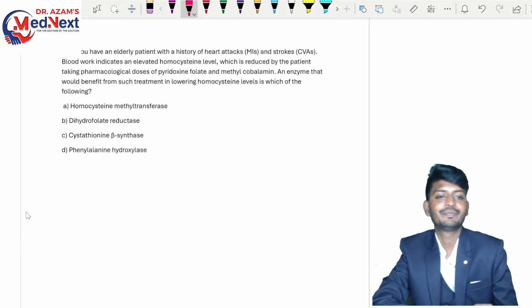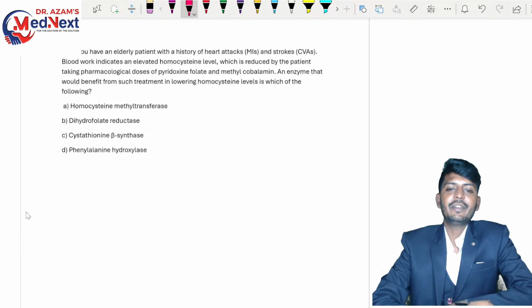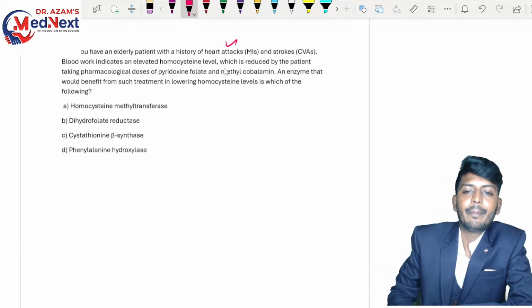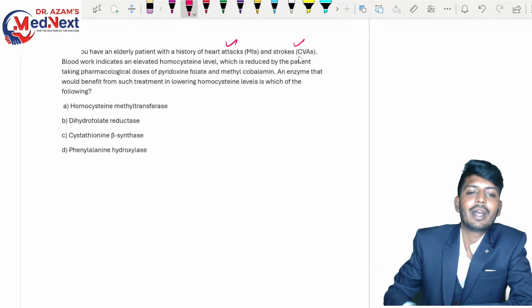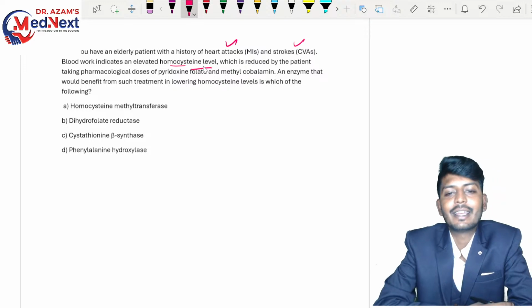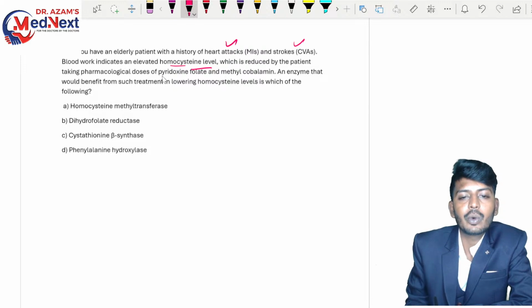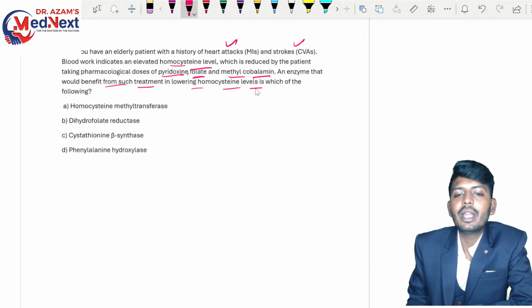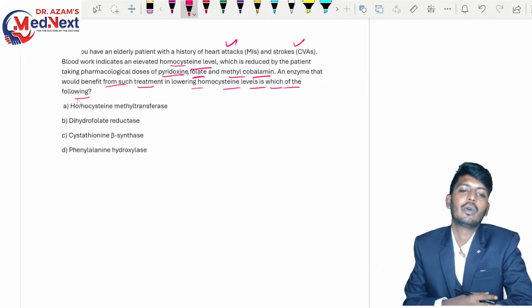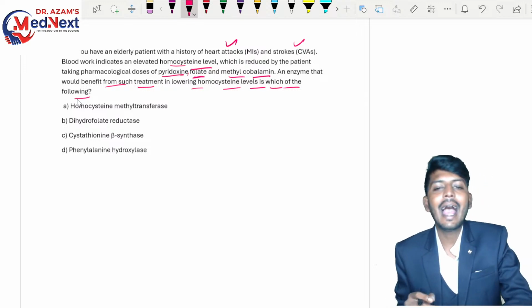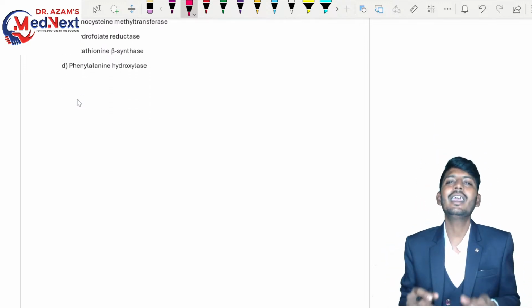All right. You have an elderly patient with a history of heart attack, meaning recurrent myocardial infarction, and cerebrovascular accident. Blood work indicates an elevated homocysteine level, which is reduced by taking pharmacological doses of pyridoxine, that is B6, folate, that is B9, and methylcobalamin. An enzyme that would benefit from the treatment in lowering the homocysteine level is which of the following? Before answering, I'll explain this concept very quickly so it will be easy for you.